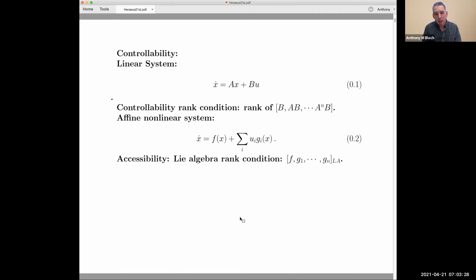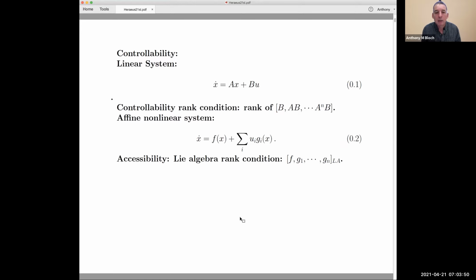The basic theory of controllability was developed for linear systems back in the 60s. For a system to be controllable, in other words, to be able to drive it from one point to another, there's a basic rank condition on the matrices involved. And this is the famous Kalman rank condition, which I've written here.